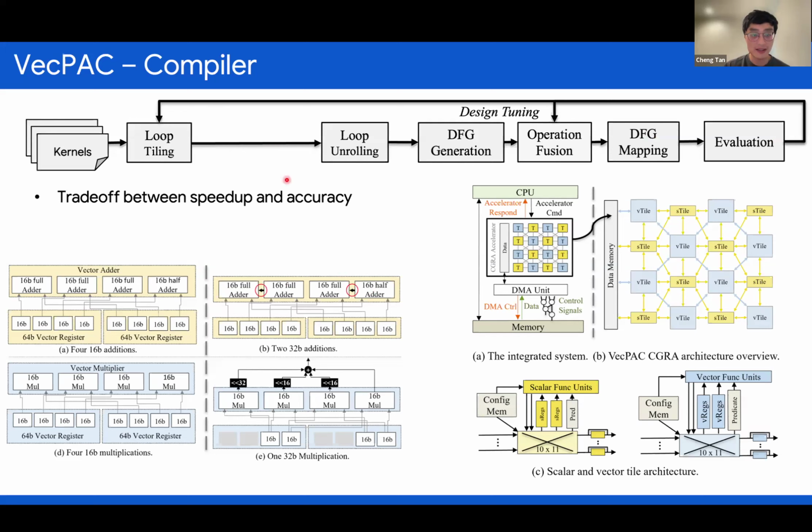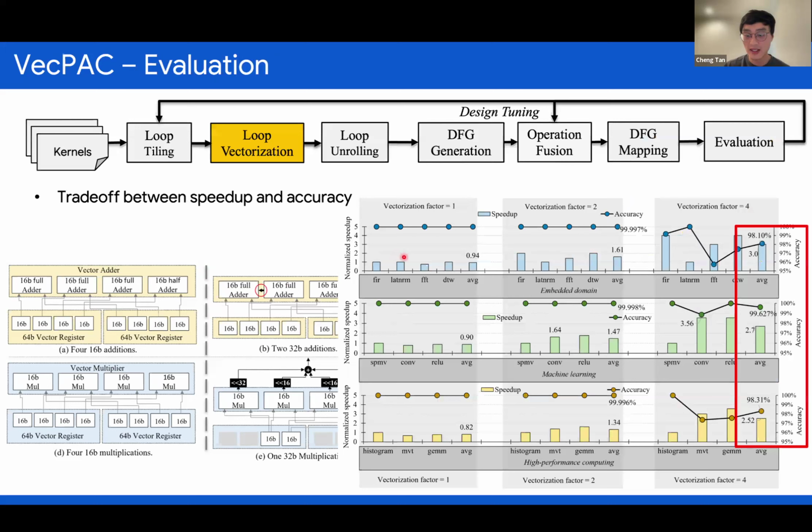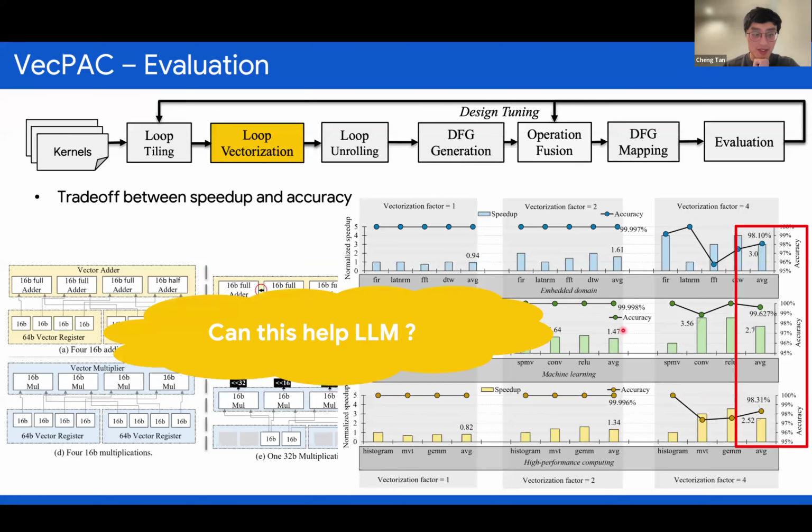So the compiler in Backpack is still similar to the previous one, but we have the loop vectorization here, and the user can trade off the accuracy and the vectorization factor. The evaluation results show that we get lower accuracy when you enable a higher vectorization factor. Yeah, that's pretty much about Backpack enabling vectorization.